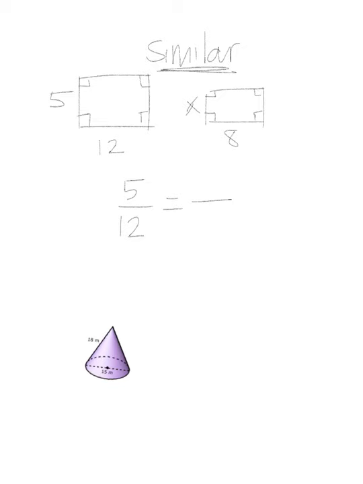If I line those up with my right-hand side, then I can say x is to 8 in the same way. Those two fractions need to be the same, otherwise they're not going to be similar. So if I solve this proportion by multiplying by 8 to get x alone, I get 40 over 12, which is 3 1/3. So that right there is 3 1/3. Now that's just a quick review of something we're going to use with our cone here.